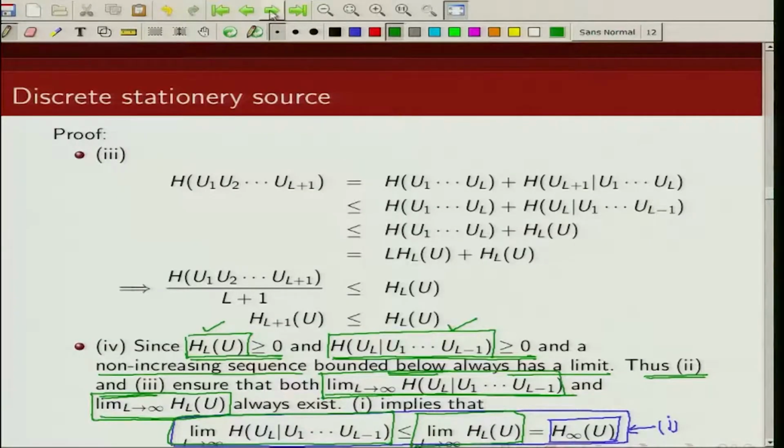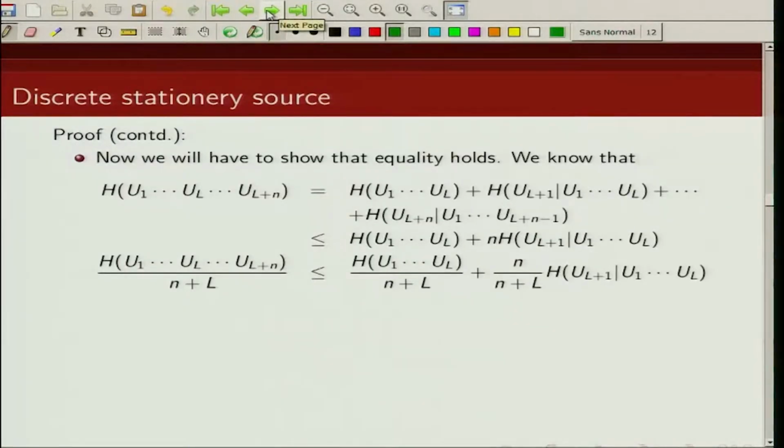So to prove this, I'll do the following. I will first find out the joint entropy of U1, U2, U3, up to UL plus N. And using the chain rule, I can write this as uncertainty in U1, U2, U3, up to UL, plus uncertainty in UL plus 1 given U1, U2, up to UL, up to uncertainty in UL plus N given U1, U2, U3, up to UL plus N minus 1.